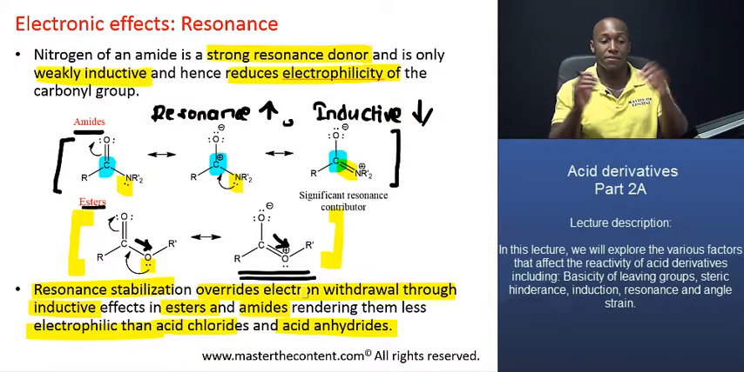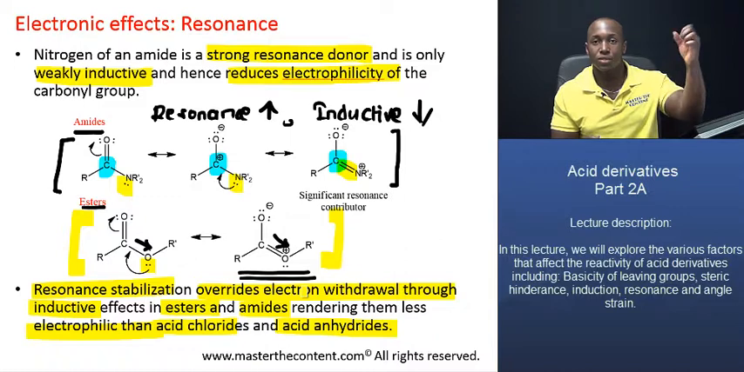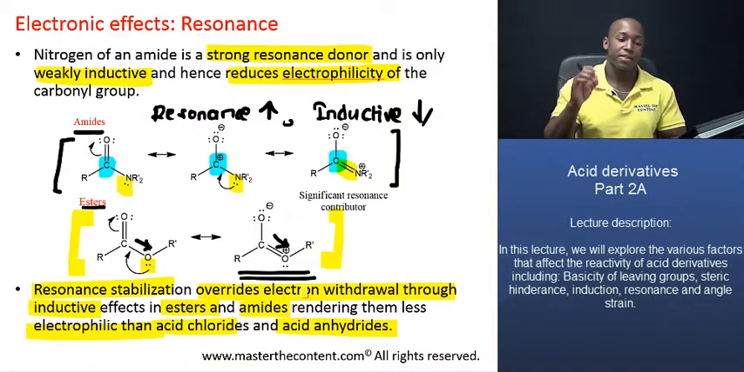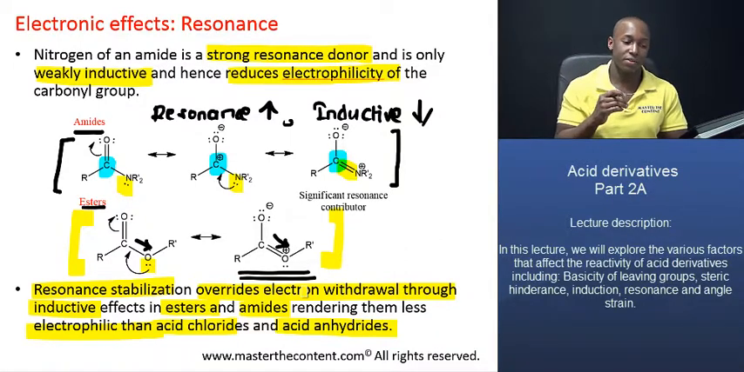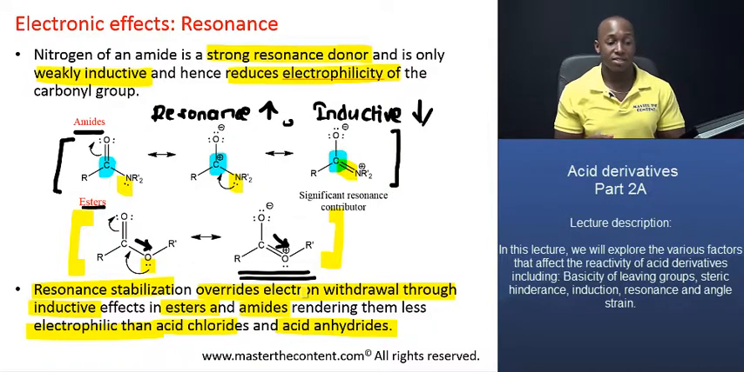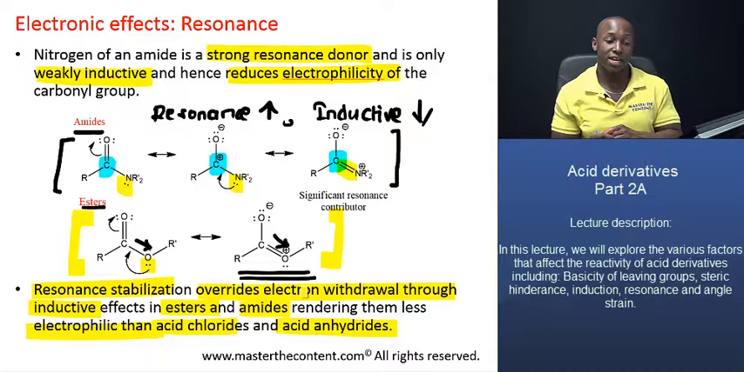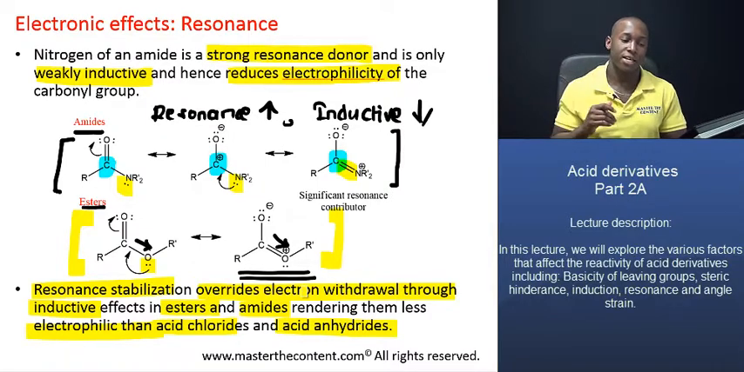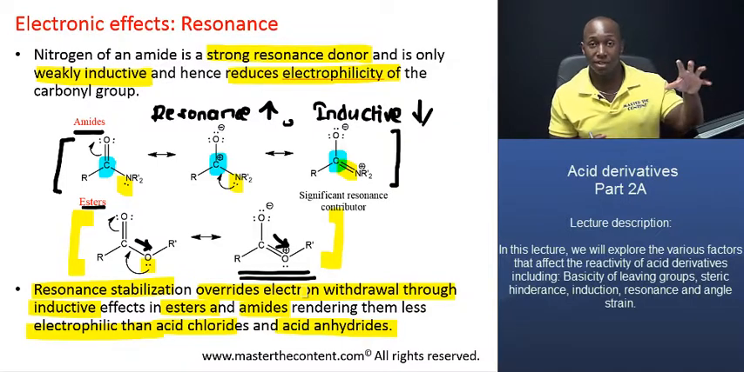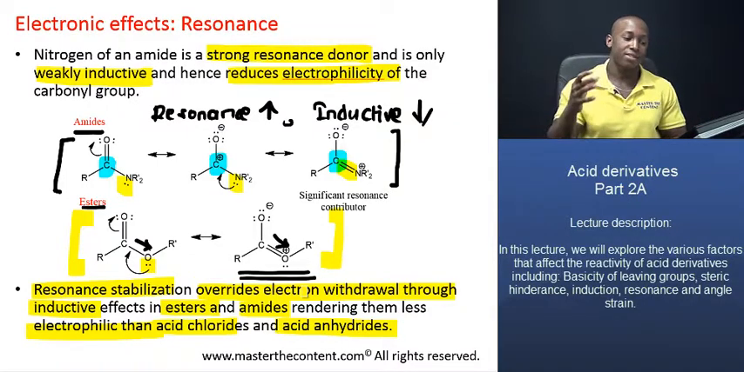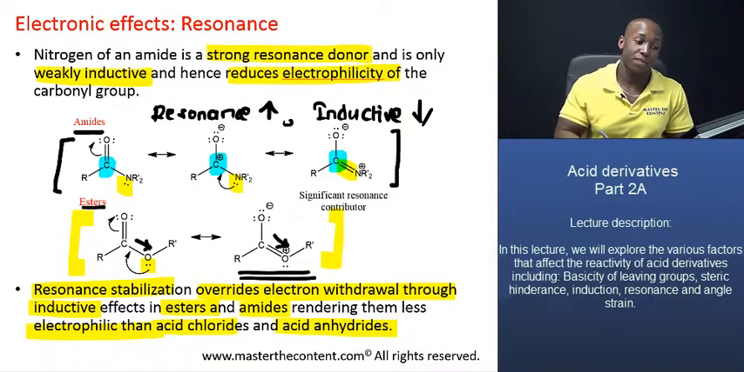So we have two competing effects. You have resonance, which decreases the reactivity of a compound, and then you have induction, which increases the reactivity of an acid derivative. Resonance is most powerful in the case of amides, which is why they're least reactive, and it's least powerful in the case of acid chlorides, which is why they're most reactive. The inductive effect is most powerful in acid chlorides, which is why they're most reactive, and it's least powerful in the case of amides, which is why amides are least reactive.